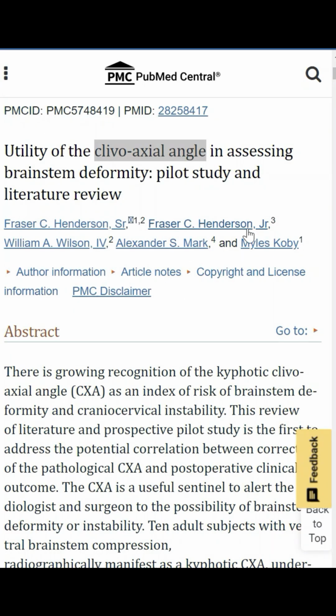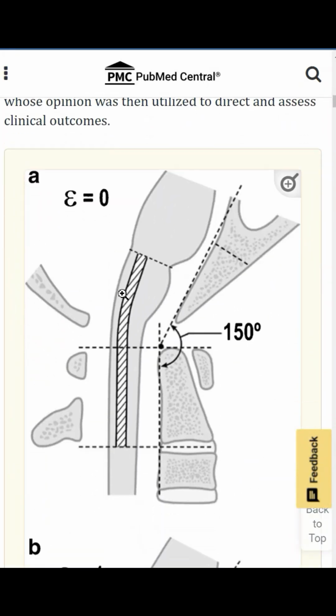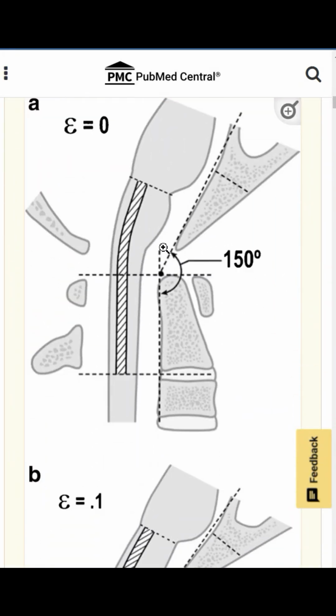Welcome to the first video on assessing CCI related symptoms and looking for the morphometrics or measurements in medical imaging. We're going to look at the PubMed Central article on the clivo-axial angle, assessing for brainstem conformity. And of course, that's what this will look like here. And this is what we're going to be demonstrating on how to do it.